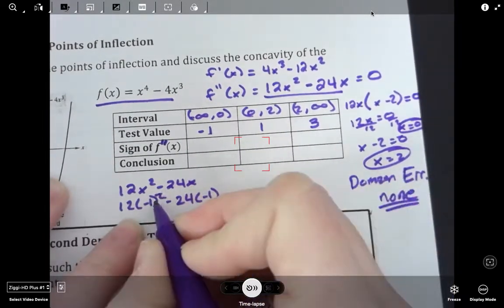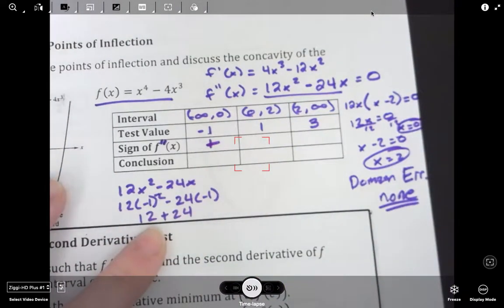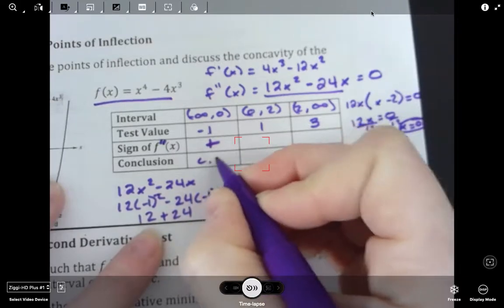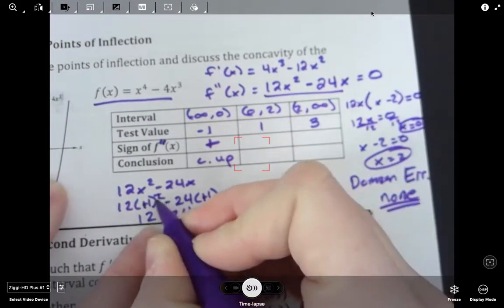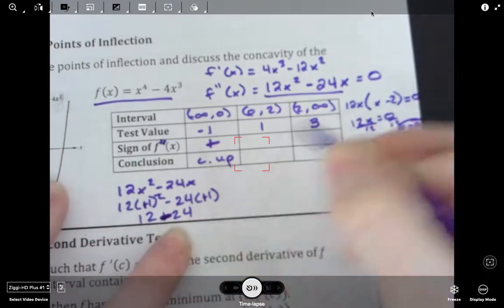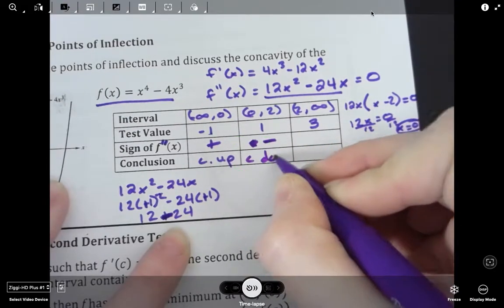Okay, this is going to be a positive 12 plus 24, so that's a positive number. So the conclusion, that's going to be concave up. If I plug in a positive 1 in here, this is going to be 12 minus 24, so that's going to be a minus, and concave down.